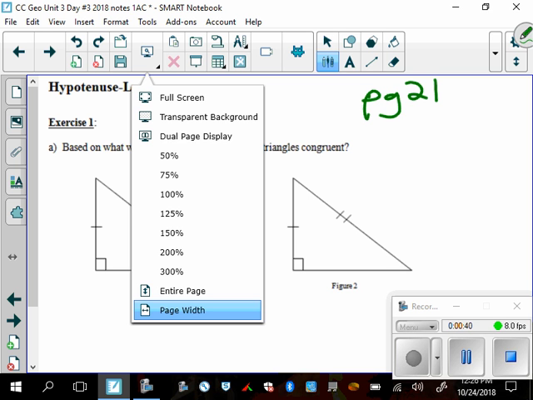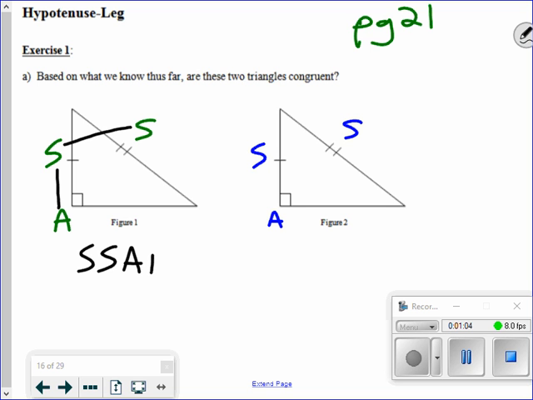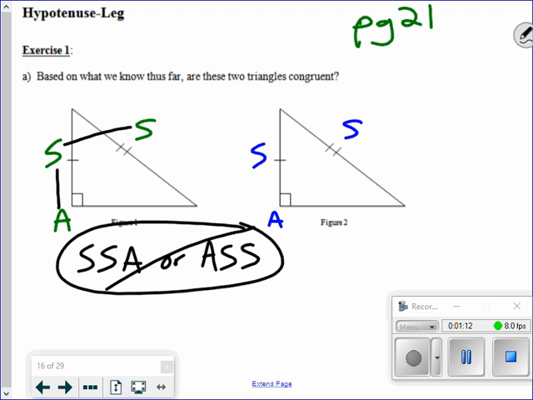So page 21 says, based on what we have, can I prove these triangles are congruent? And right now they've got 2 sets of sides are congruent and 1 angle is congruent. Okay? And this side links to that side, this side links to that angle. So this would either be side angle or angle side. Some of you prefer angle side. And this does not define the specific triangle, so the answer to that is no.